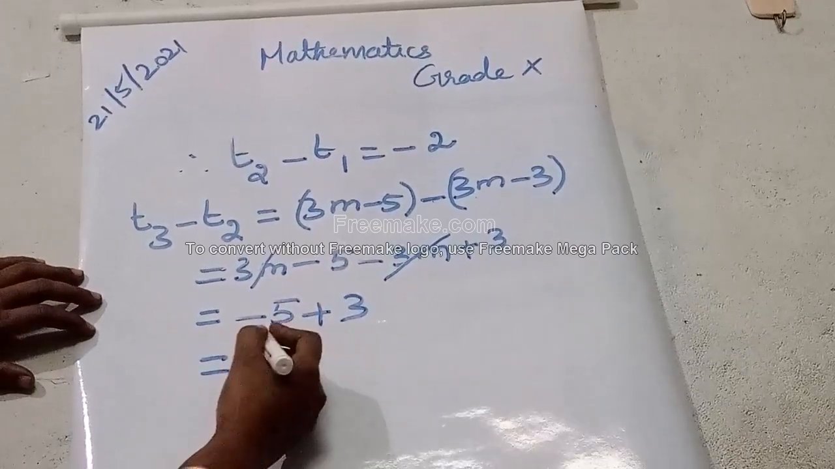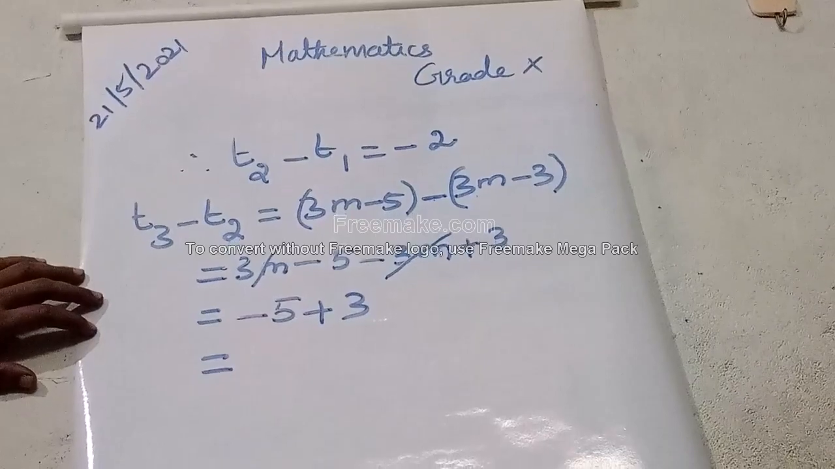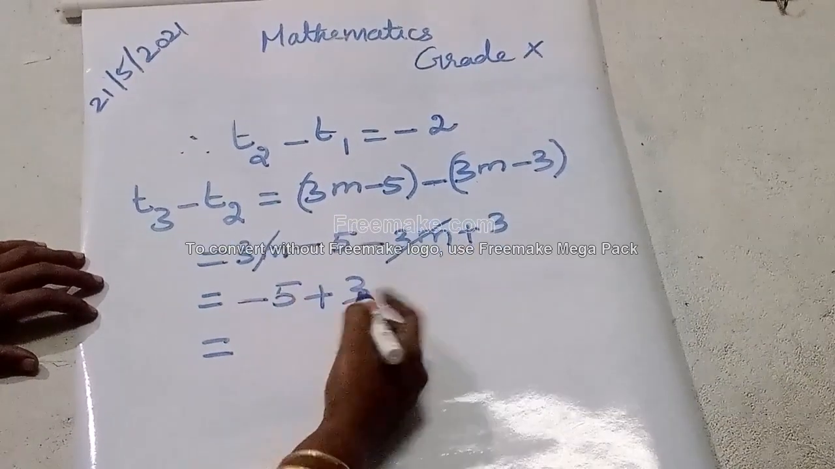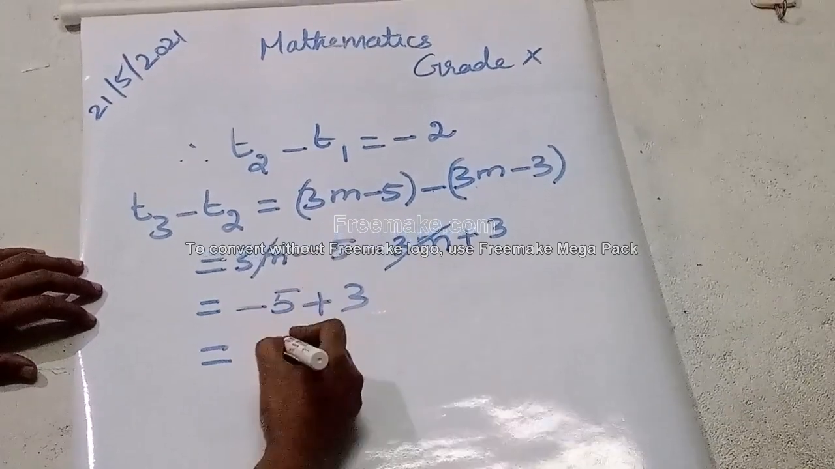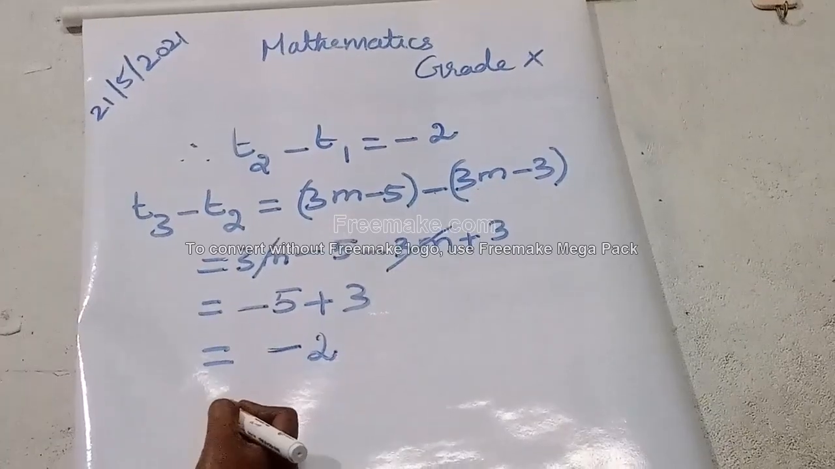What is minus 5 plus 3? One is positive, one is negative, so we should subtract from one another. Whichever has the greater number, that sign we have to use. So minus 5 plus 3. How to do it? 5 minus 3 we have 2. The greater number has minus, so we should give the minus sign.